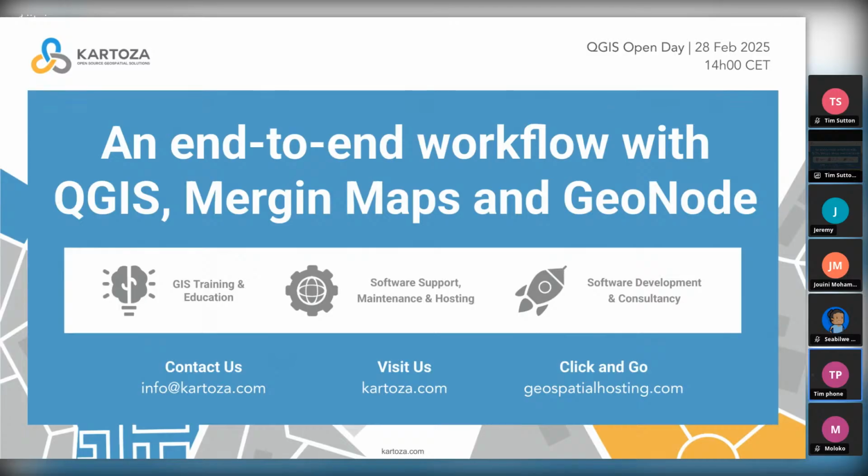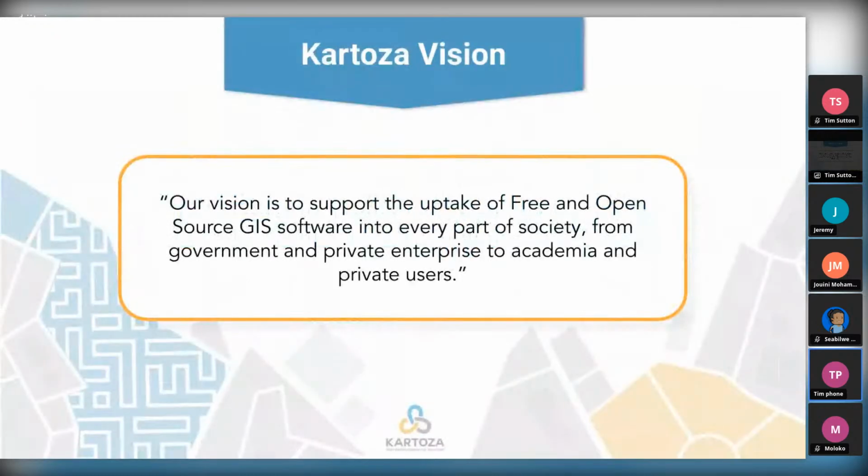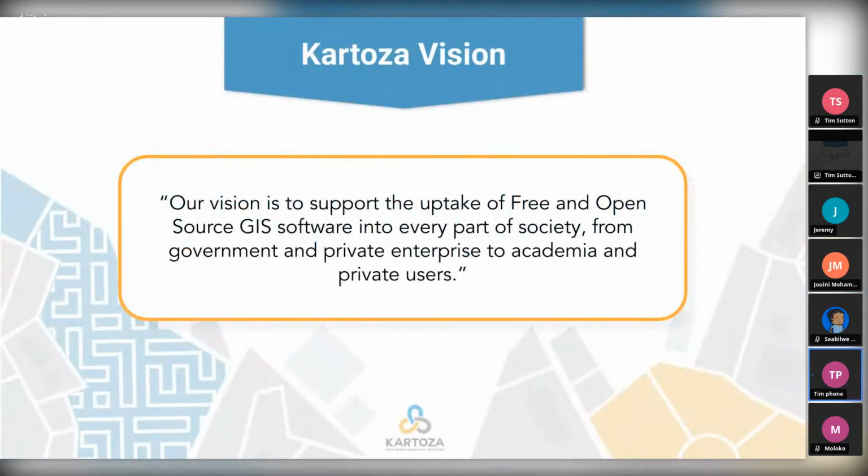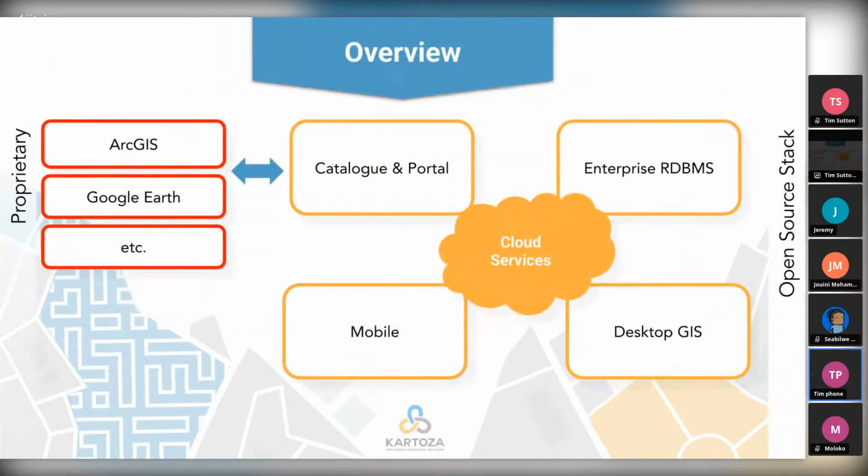Yeah, so the idea of this presentation is, well, just a little bit about me. So I'm Tim, I'm from Cortosa. We are a company that exists to try to make open source GIS part of every aspect of society and make it accessible to everybody in society, from government through to private users. And we've been very involved in the QGIS project. And yeah, so I spend a lot of time talking with customers and trying to explain to them what you can do with open source GIS.